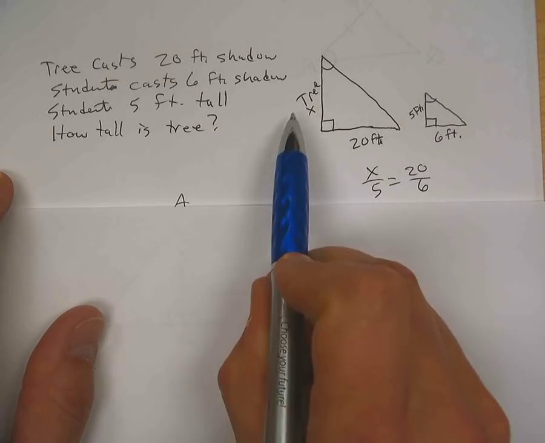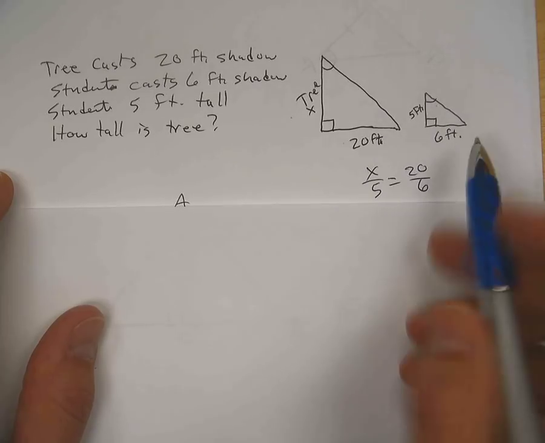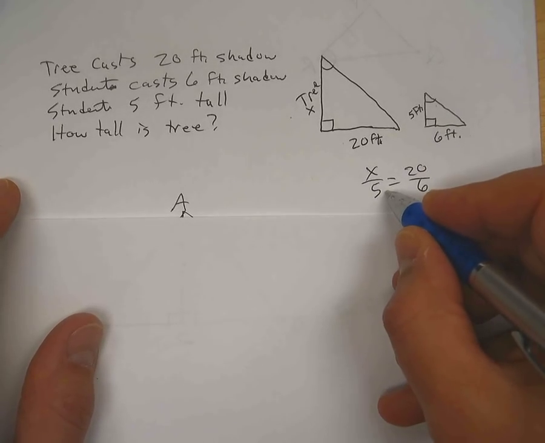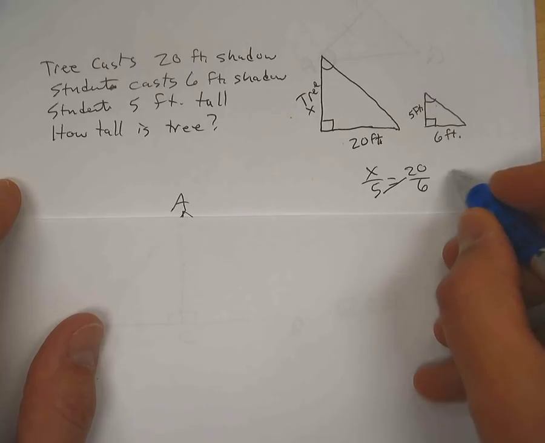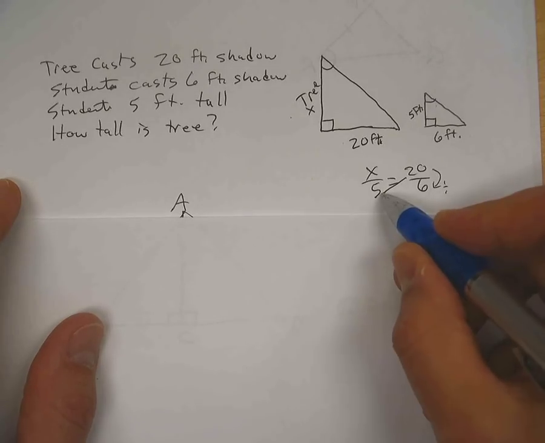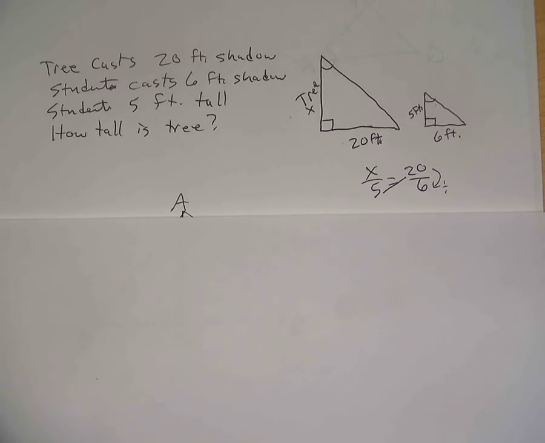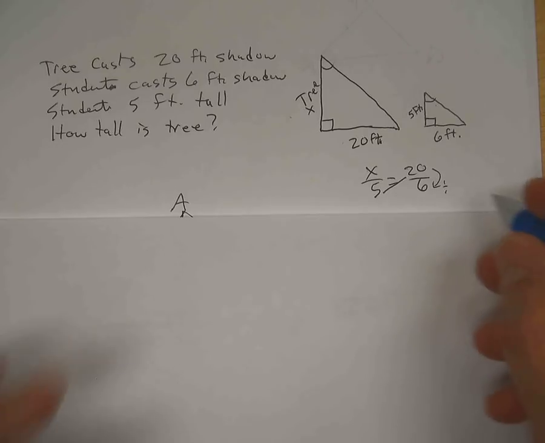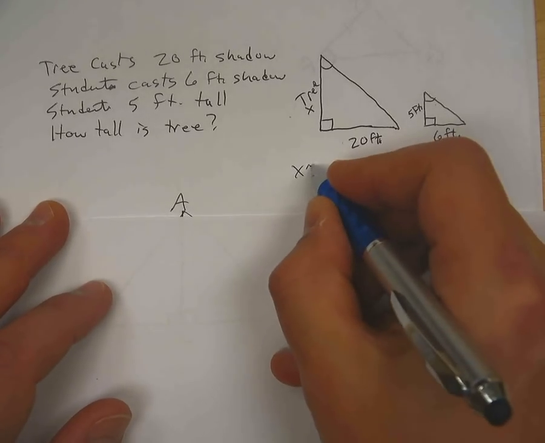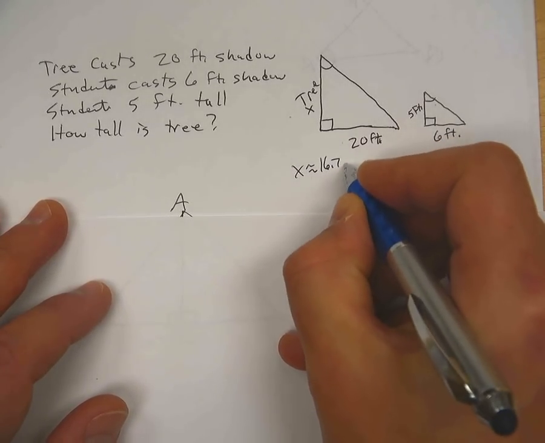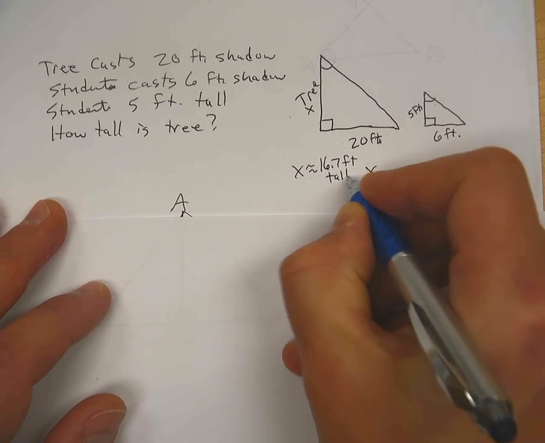You can see I went from left to right. Now again, I'm going to cross multiply and solve. So I take 5 times 20 and divide it by 6. 5 times 20 is 100. 100 divided by 6 is going to be about 16.7. So x is approximately 16.7 feet tall. That's the height of the tree.